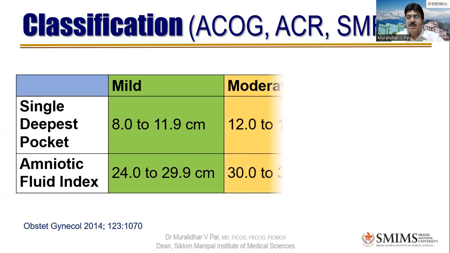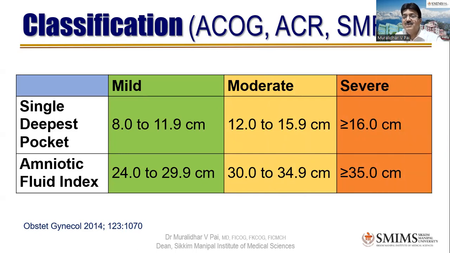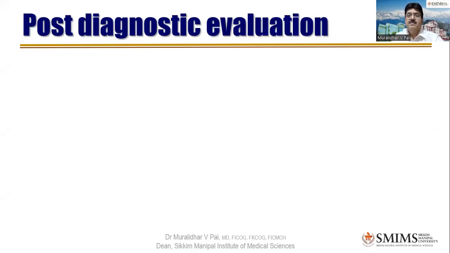So that is mild. When it comes to moderate, here the difference is also 4 centimeters. So 12 to 16, they have given 4 centimeters. But here, if you see, they are a little stringent, 5 centimeters. That's moderate. Then anything more than 16 centimeters is severe. So 8 to 12, 12 to 16, and anything more than 16, very easy here. And here, of course, 6 centimeter range, 5 centimeter range, and anything more than 35 centimeters is severe polyhydramnios.